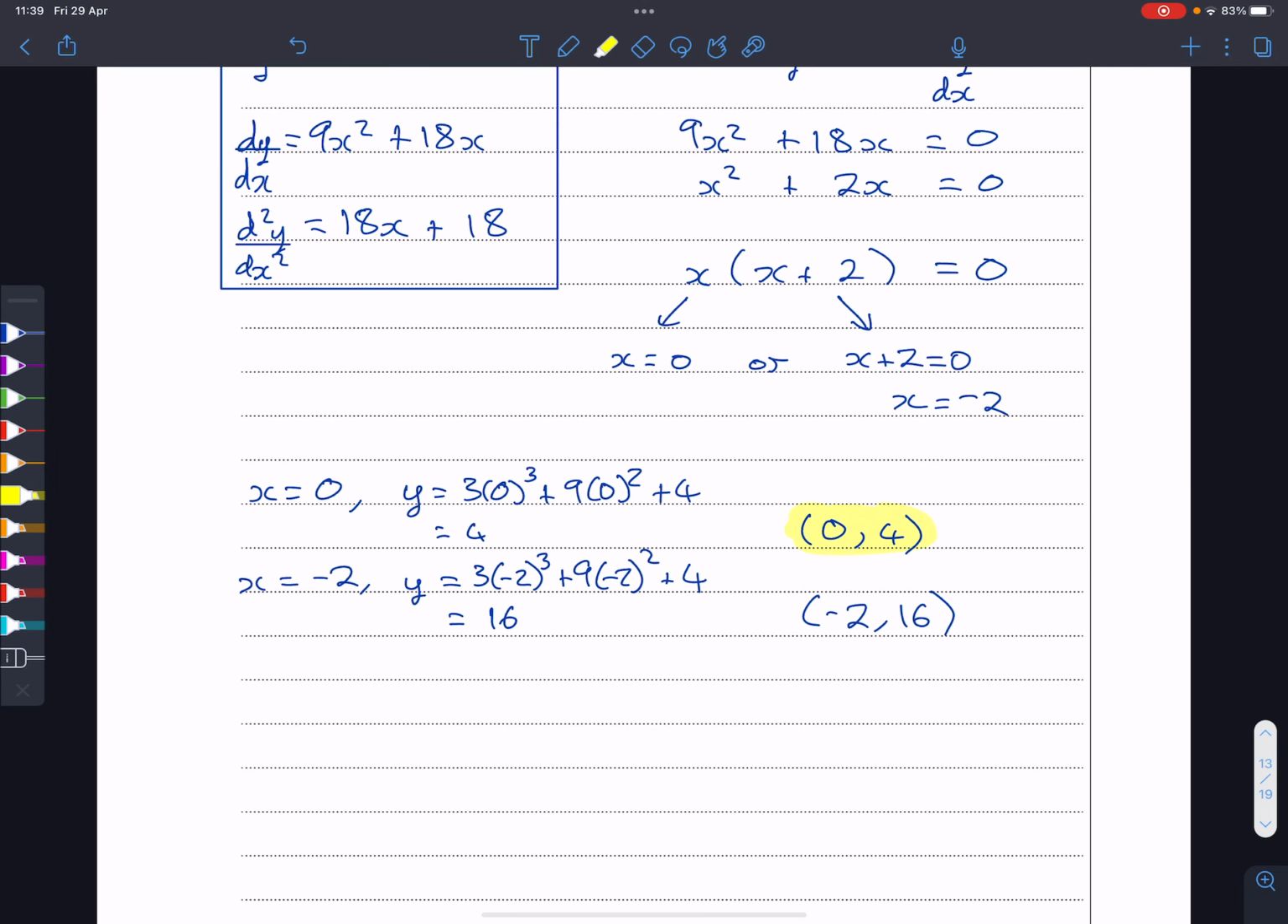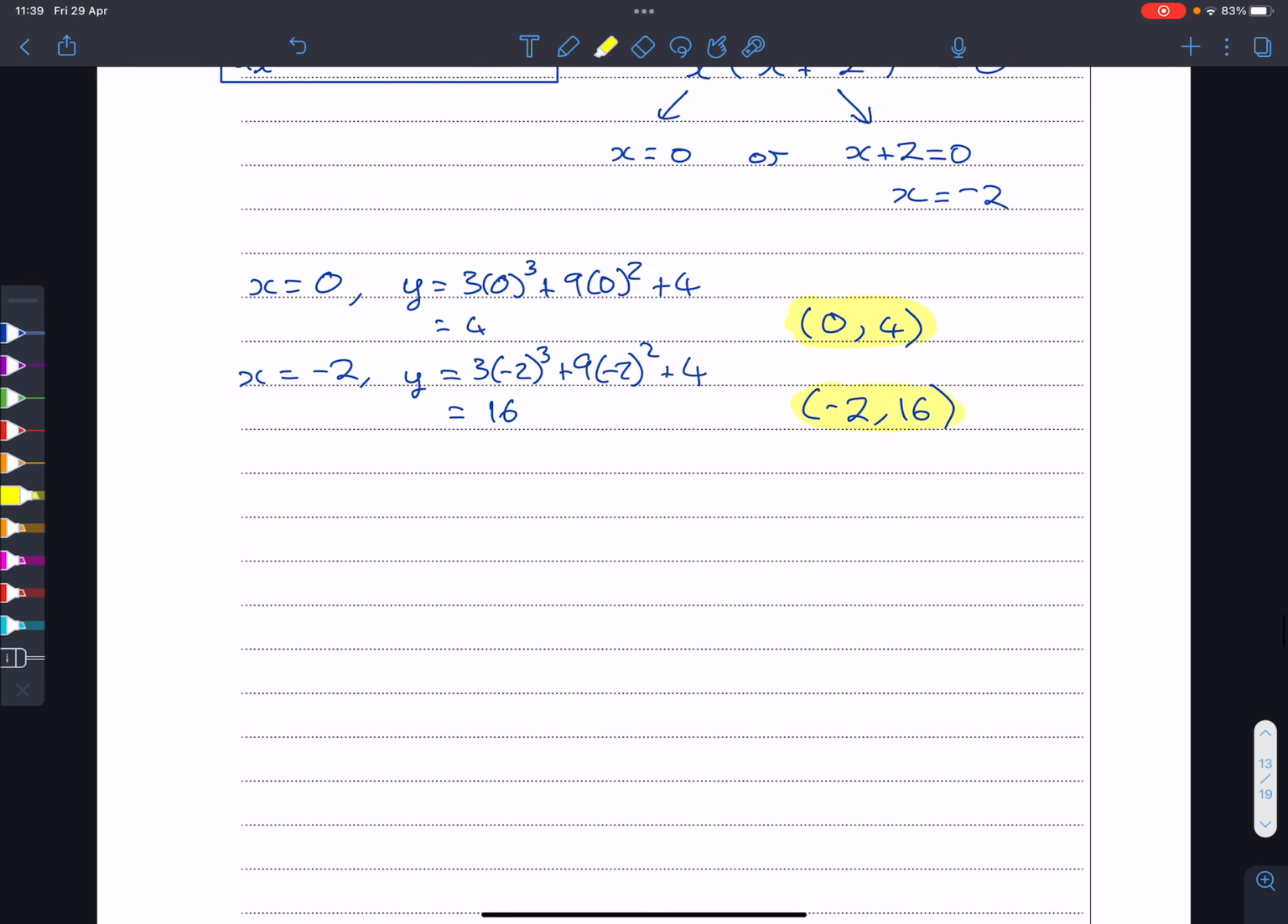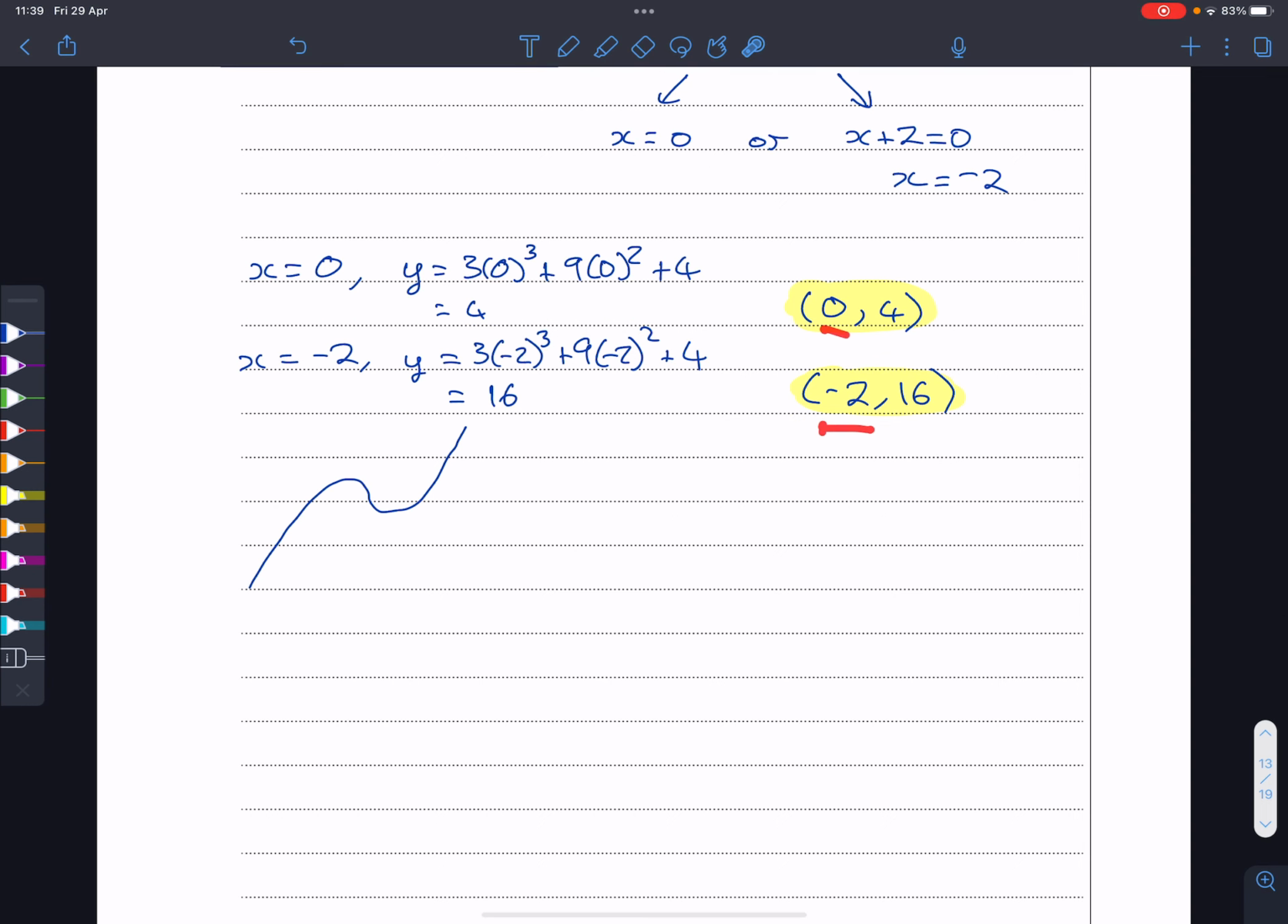Now I need to look at the nature. Really speaking, I've got a good idea about the nature of these anyway, because this is a positive cubic graph, and a positive cubic graph will start low and end high. So the first stationary point I come to is going to be the maximum. So that (-2, 16), because negative 2 I'll hit before 0. This one should be a maximum, and this one should be a minimum. So I should know in advance what this is going to be. So let's take a look at the nature.